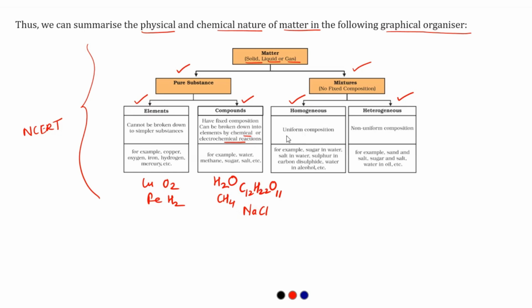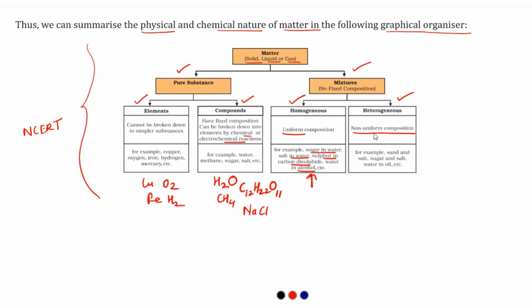What is homogeneous? Uniform composition, very simple, salt plus water. And what is heterogeneous? Non-uniform composition. Here you can take the example of iron filings and sulfur powder. Then here you can see the examples sugar in water, salt in water, sulfur in carbon disulfide, water in alcohol, etc. In all these, whenever you mix, you will see uniform composition. In sugar in water, we cannot separate sugar from the water. You cannot see the sugar in the glass of water because it will be uniformly dissolved.